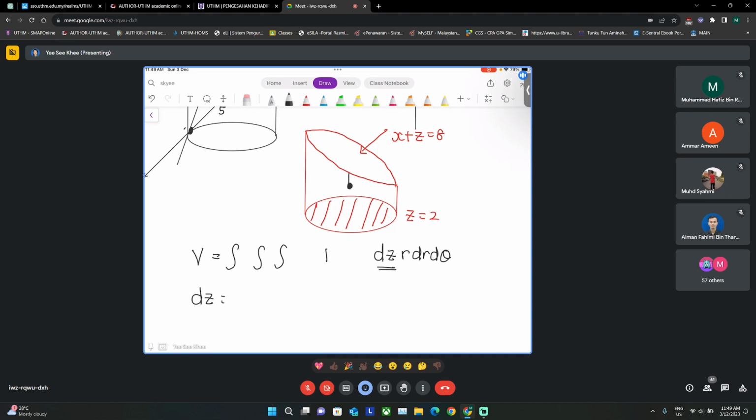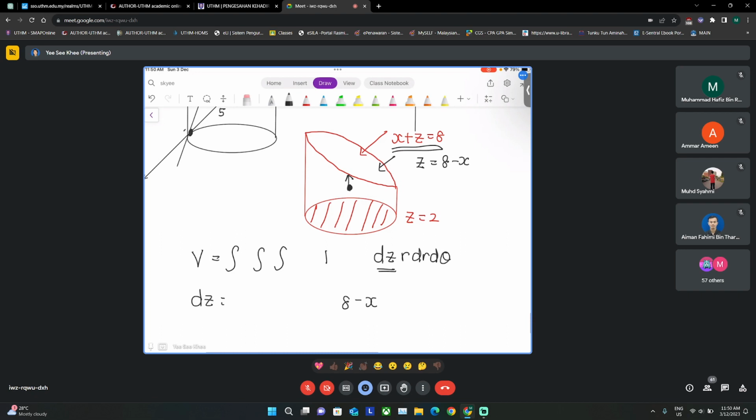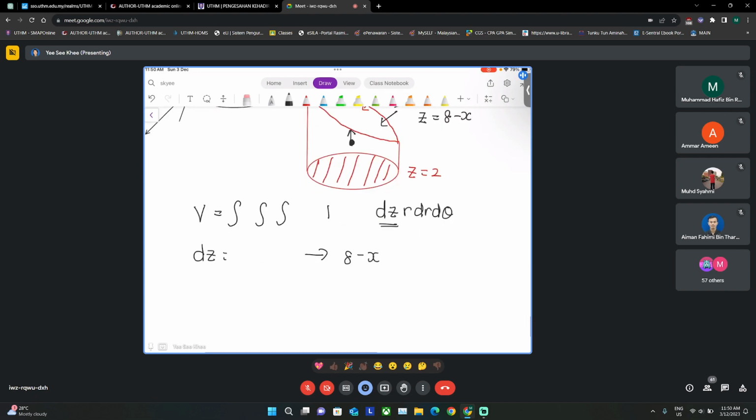When you look up, you can see this slanted surface, because it is cut by this surface where the equation is 8 minus x. It is 8 minus x here because it's at the top. When you look down, you see a flat horizontal surface at position z equals 2. So you get this interval.